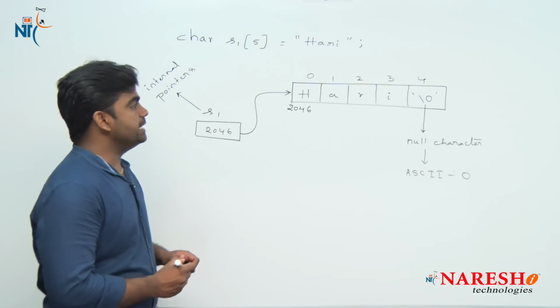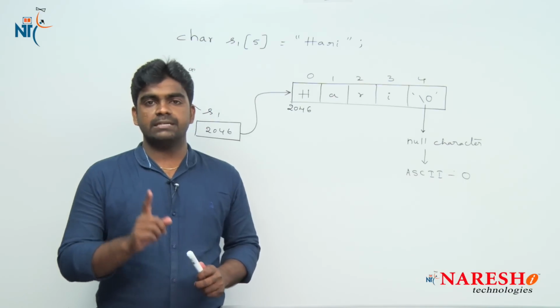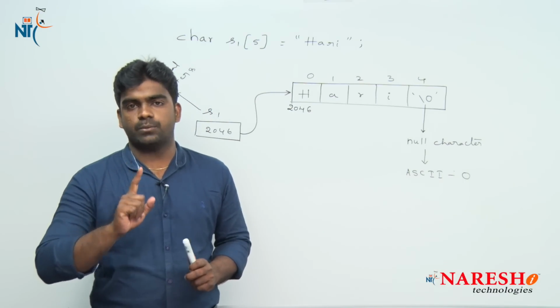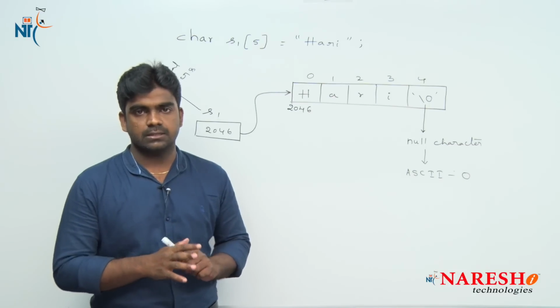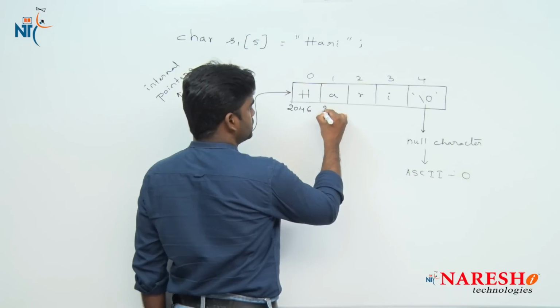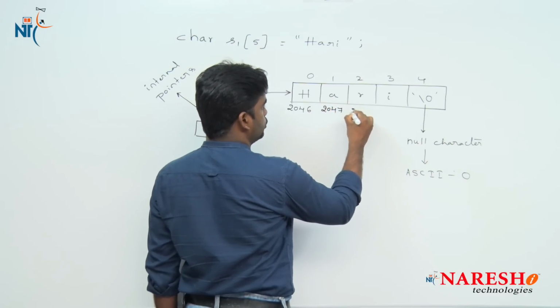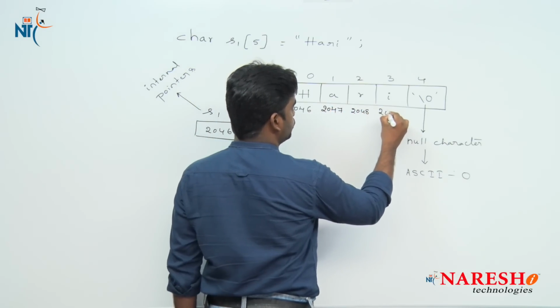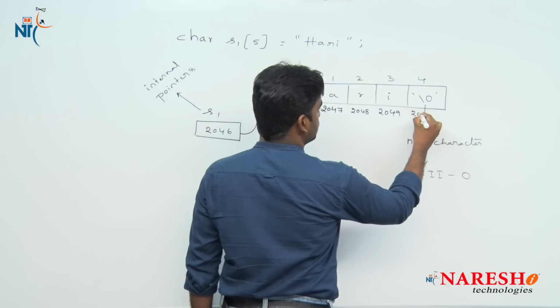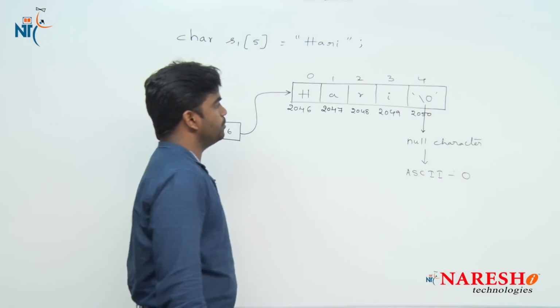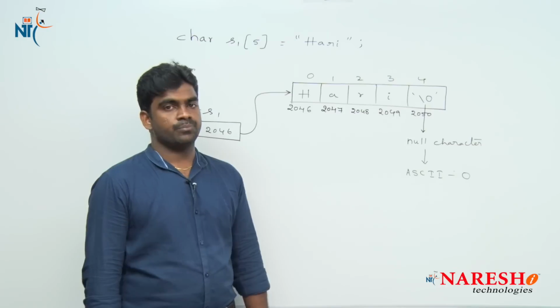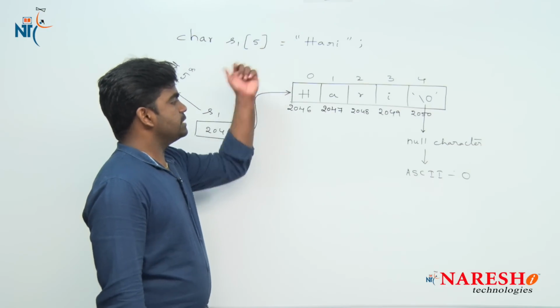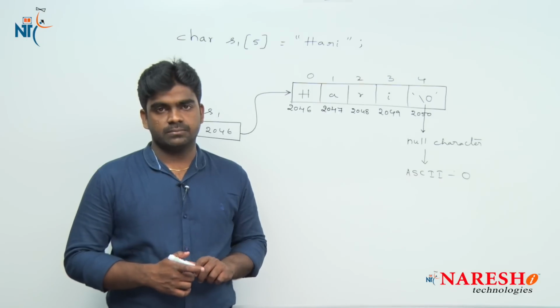Okay, and how many bytes does each character occupy? Only 1 byte in C language, which we already discussed. So here 2047, 2048, 2049, 2050. Like that, memory will be allocated. How many bytes? 5 bytes of memory will be allocated.